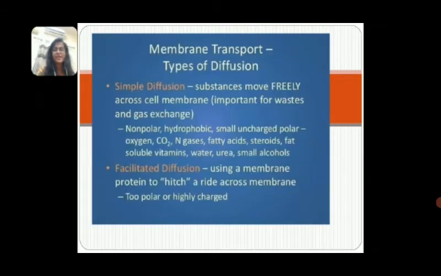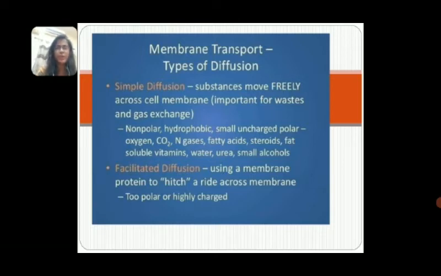Coming to membrane transport, you can see simple diffusion and facilitated diffusion. Substances move freely across the cell membrane. For example, non-polar, hydrophobic, small uncharged polar molecules: oxygen, carbon dioxide, nitrogen gas, fatty acids, steroids, fat-soluble vitamins, water, urea, small alcohols, and many more. Coming to facilitated diffusion, it uses a membrane protein to hitch a ride across the membrane.